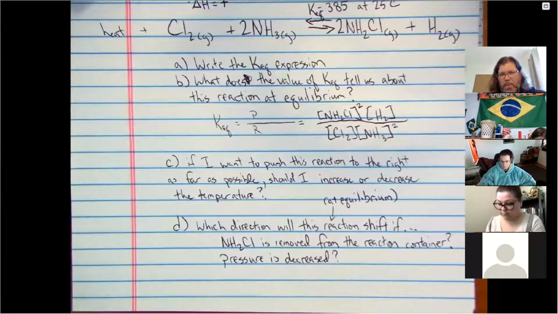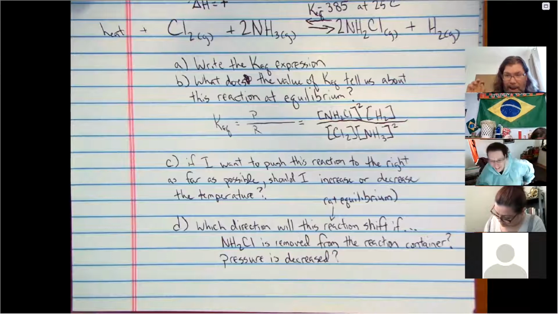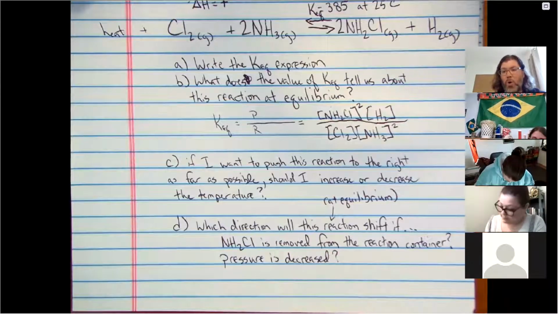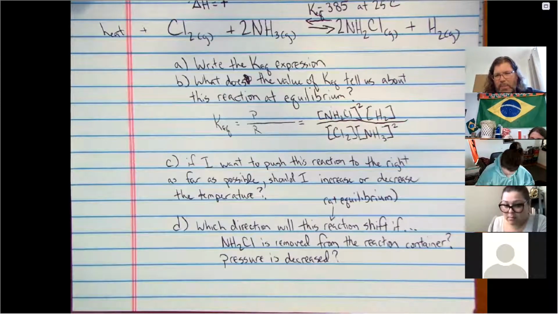Kat, I could not have explained that any better myself, right? So if we take some out, the reaction is going to try and make more. So it shifts to the right because that's the side on which we make more NH2Cl to replace what we took out. Very good. Okay, which direction is the reaction going to shift if we decrease the pressure in the container?